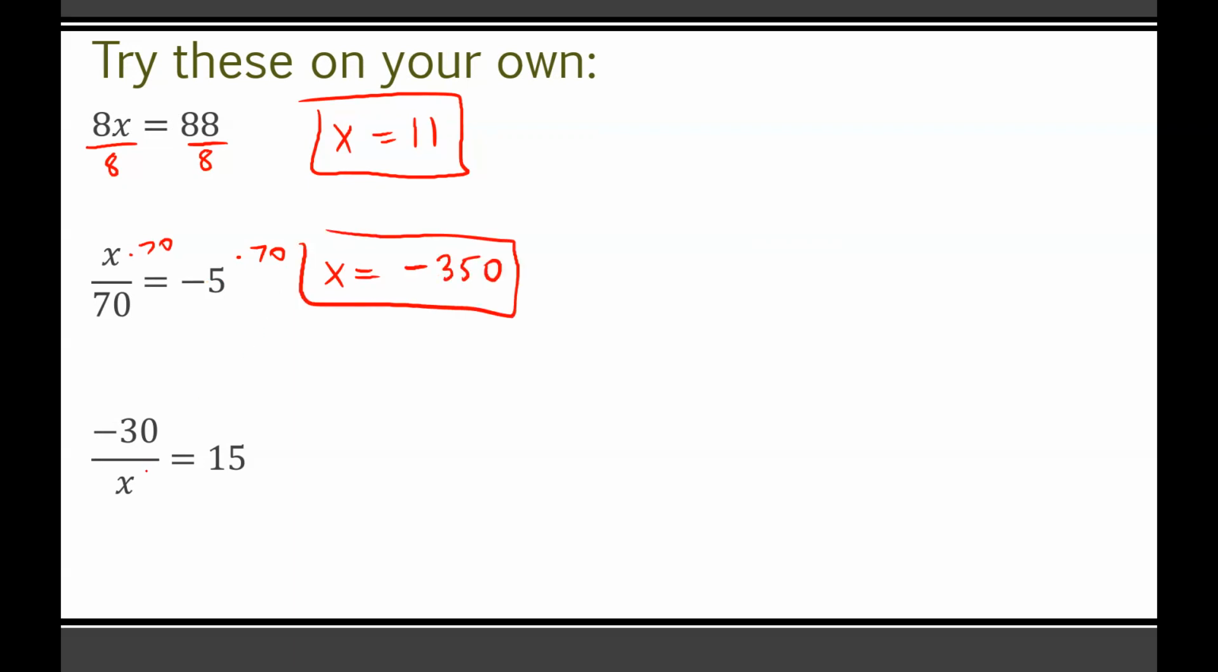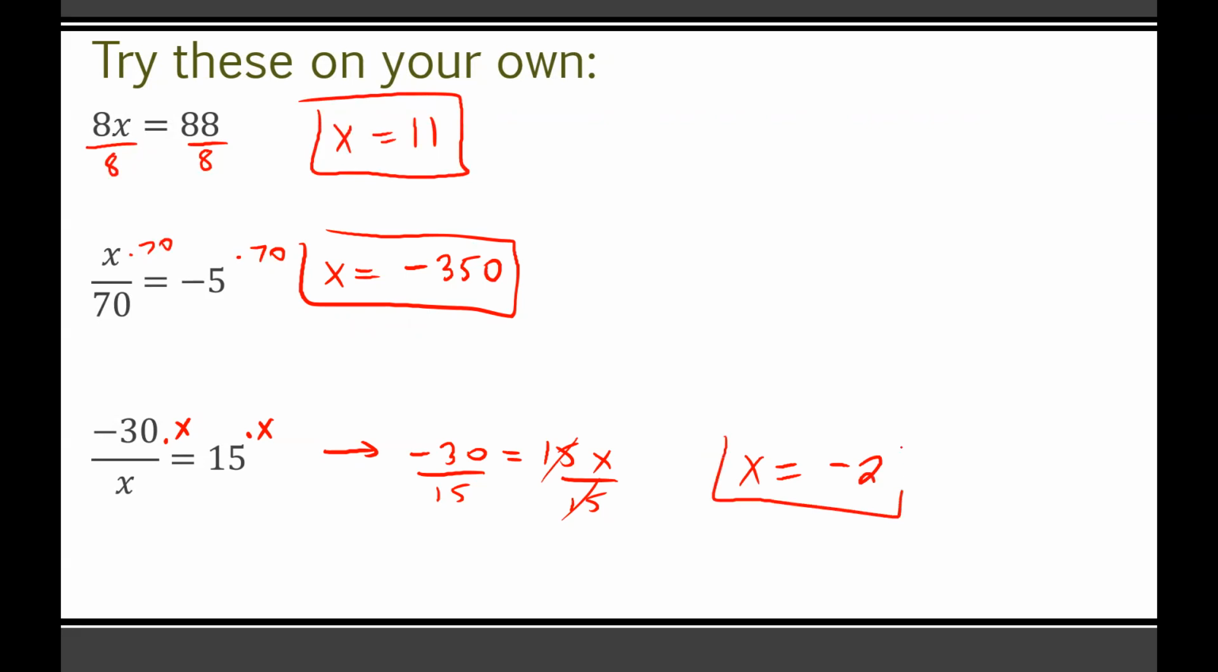And as for this last one, it's going to be a two-step problem because x is stuck in a denominator. So let's multiply by x on both sides. This is going to give us negative 30 equals 15 times x. And then, of course, we just have to divide both sides by 15. Boom, boom. And that's going to leave us with x equals negative 30 over 15, which is negative 2.